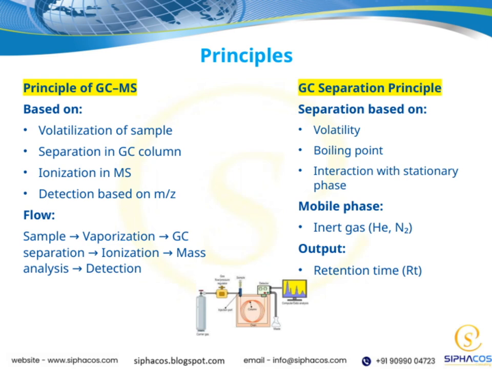Essentially, separation in gas chromatography is based on three main factors: volatility, boiling point, and how the sample interacts with the stationary phase. The idea is that different compounds will behave differently as they travel through the column, allowing us to separate them effectively. The mobile phase used here is typically an inert gas, like helium or nitrogen. These gases don't react with the sample, which helps maintain the integrity of the separation process.